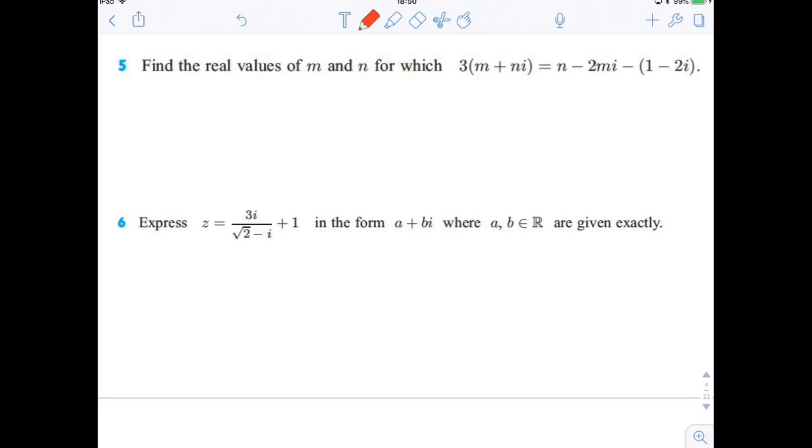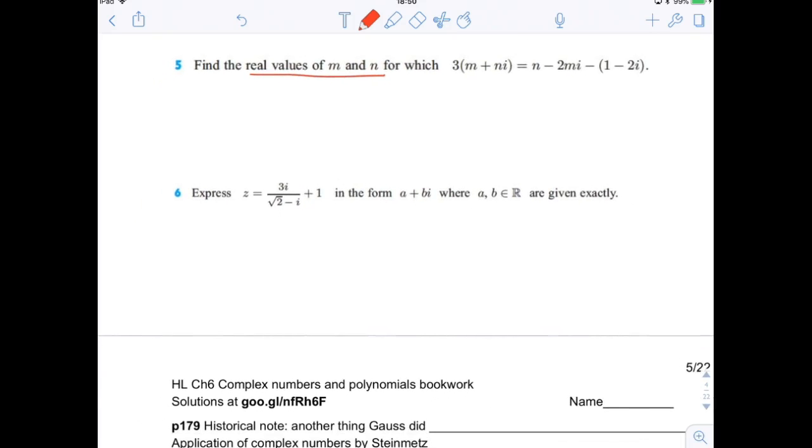Number 5, find the real values of m and n for which 3 times (m plus ni) equals n minus 2mi minus the quantity 1 minus 2i. First thing we want to do, these are real values for m and n, so I think this will be a slightly easier problem than the ones we did. We'll see. So we distribute: 3m plus 3ni equals, and now let's try to combine real parts and imaginary parts.